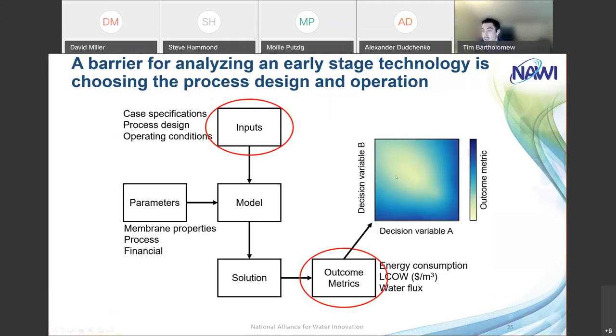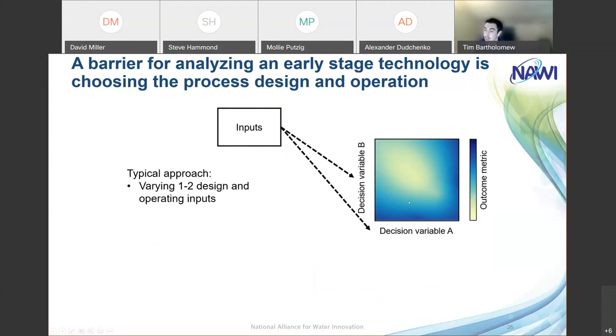In traditional analyses, oftentimes we don't settle on a specific design, and instead two decision variables are varied and their effect on the outcome metric is plotted. You can do this when you're varying one to two design and operating inputs, but for the low salt rejection reverse osmosis process, we have three degrees of freedom for each stage, so it's not very manageable to do it with this type of simulation. Also, they're very interconnected, so it's difficult to do what a typical analysis would do, which is fixing the other decision variables while leaving them put.